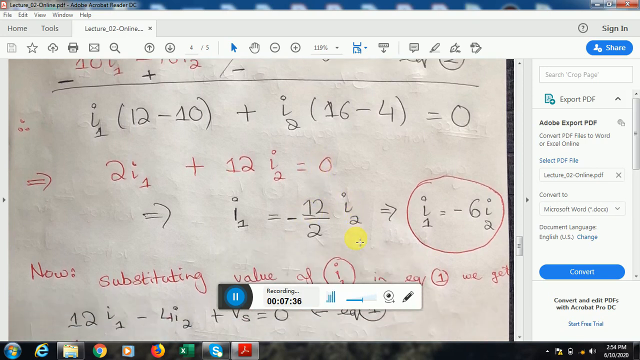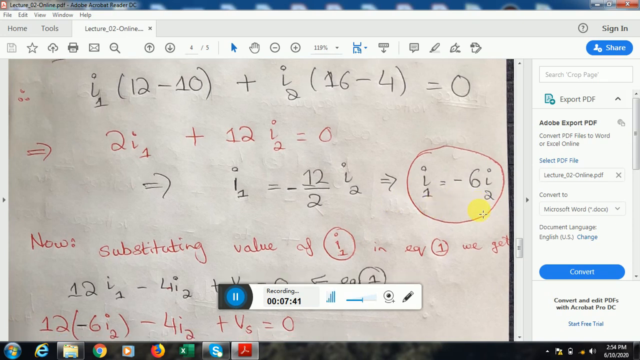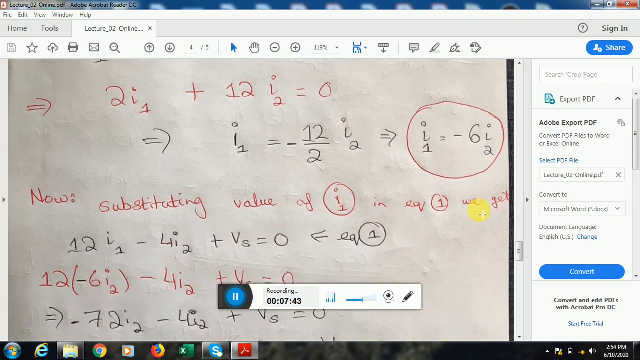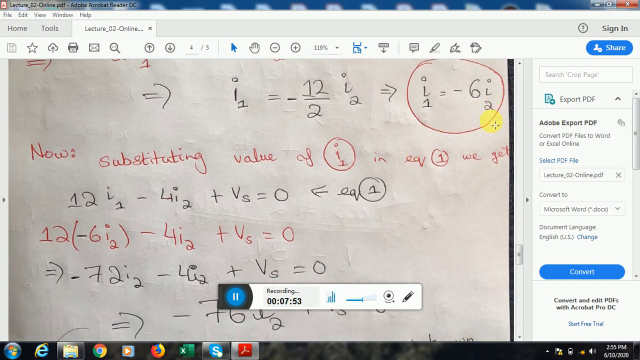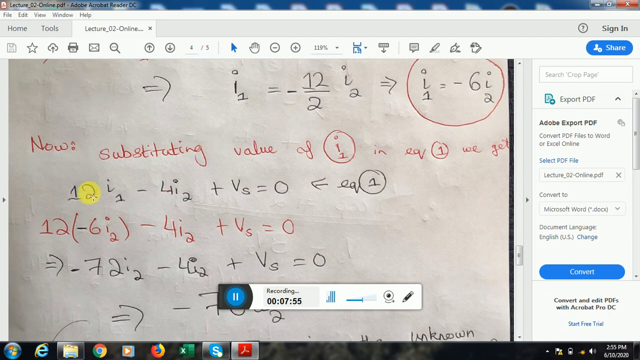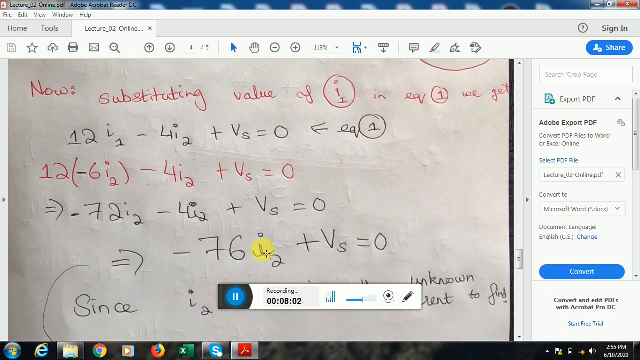Now once I got this relationship, I1 is equal to 6I2, I can substitute this in any of the equations. I prefer to put the value of I1 in equation 1. I do this because I actually want a relationship between I2, which is I0, and Vs, which is the input. So by inserting the value of I1 as 6I2, I get 12 into 6 is 72, and further by simplifying it, I get this value.